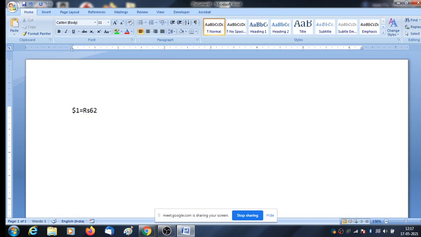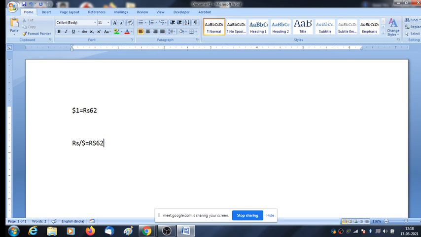What is the code? Direct or indirect? Direct. Okay, so basically it means rupees 62 per dollar, or we can also write it in this way. Please write it down. The other way of writing this is rupees divided by dollar equal to 62.